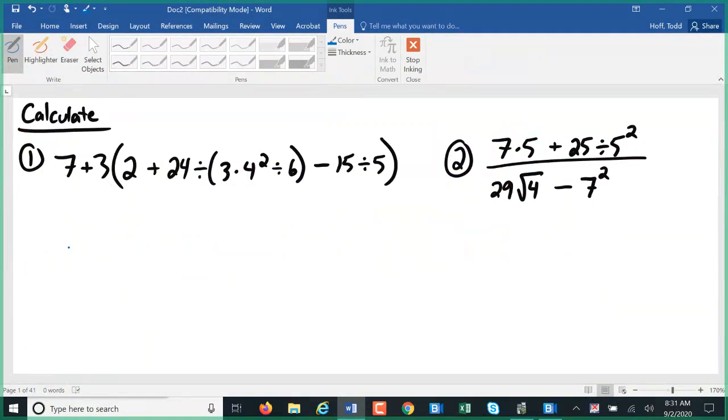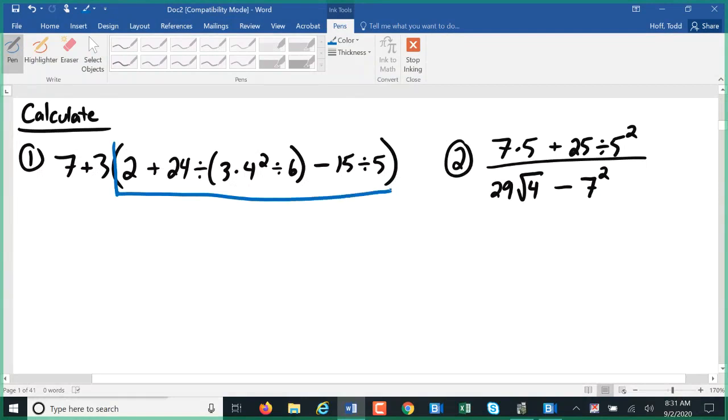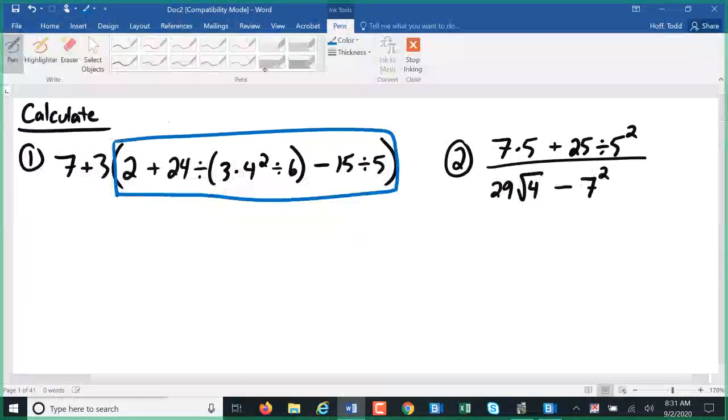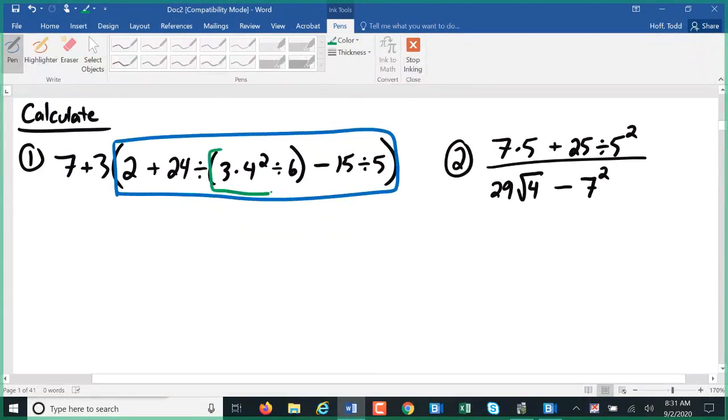For number one here, these are both order of operation problems. For the first one, we have enclosing symbols here. We have parentheses. Left to right, this is our first one, and its other end is all the way down here. Well, inside there, we have another set of parentheses, so we're going to focus inside of those.